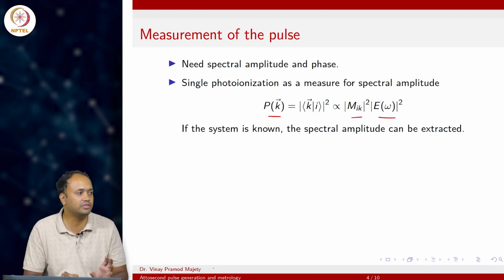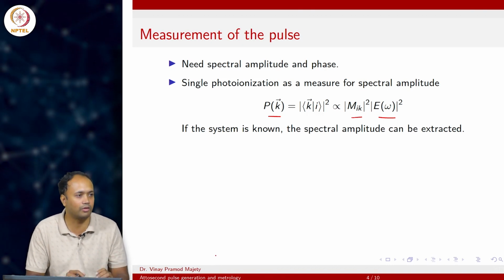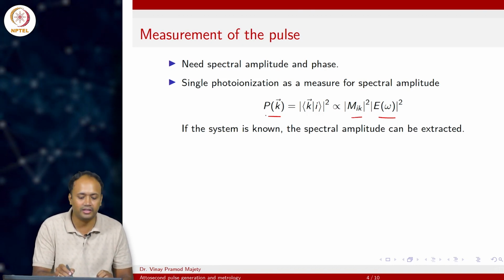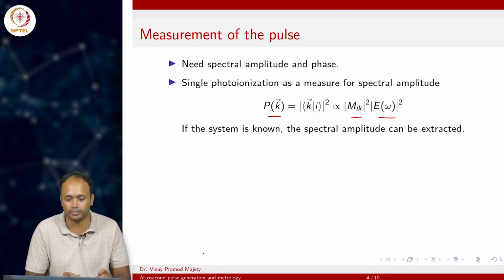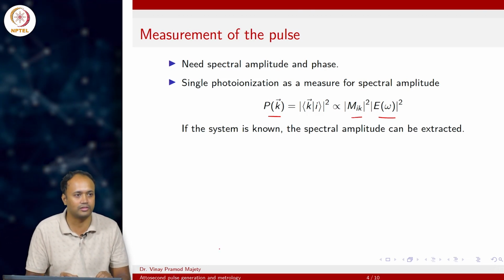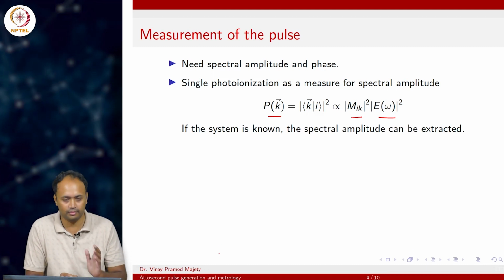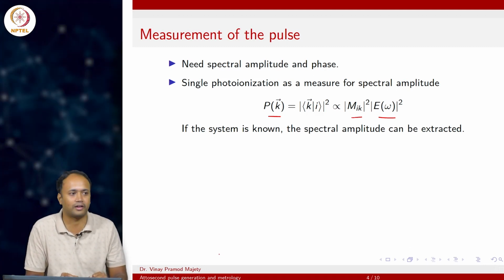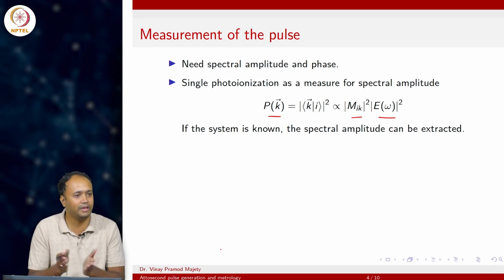So if I have a known system where this particular transition matrix element is very well known, then I measure in the experiment what is this probability P of k, right, that is photoelectron spectroscopy, and then I can back calculate what is my spectral amplitude in the pulse. So this single photoionization experiment would be able to give you the spectral amplitude, which means you will also be able to find out the mean position.